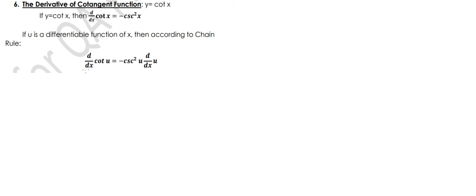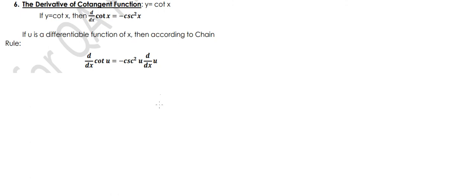Alright. So let's have the derivative of the cotangent function. We have y equals cotangent x. If y equals cotangent x, then the derivative of cotangent x is equal to the negative cosecant squared x. Now, if u is a differentiable function of x, then according to the chain rule, the derivative of cotangent u is equal to the negative cosecant squared u du. Alright? Or the derivative of u.